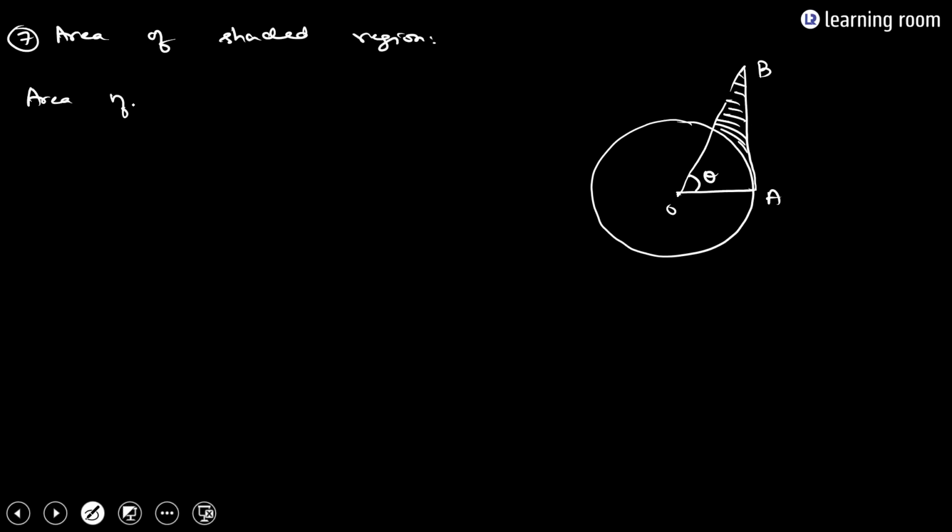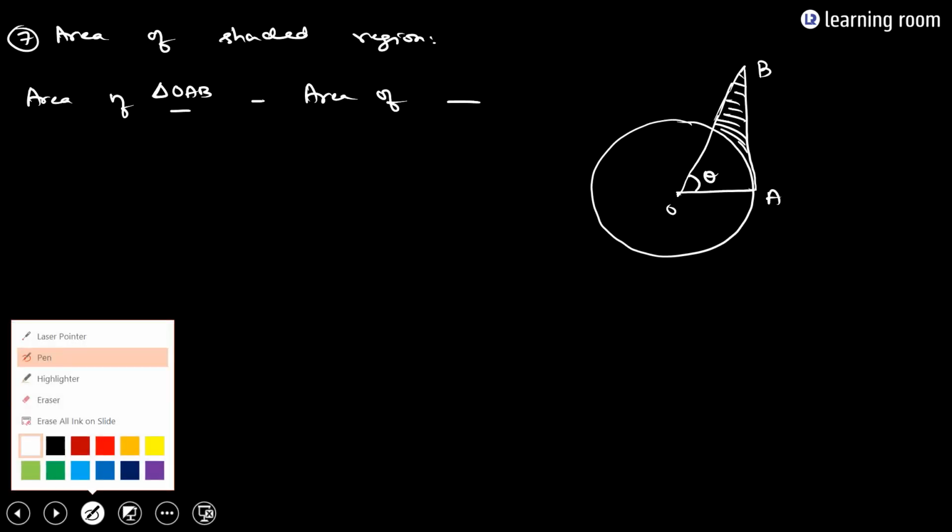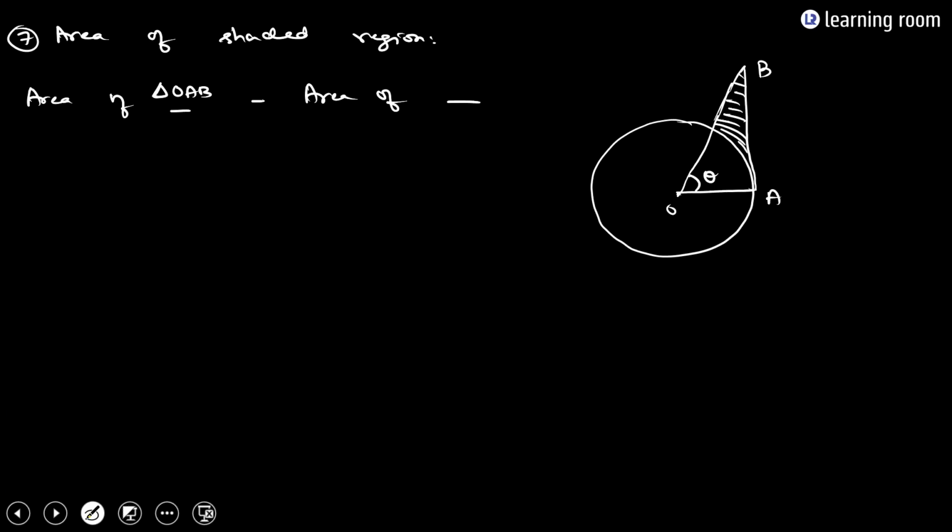Area of something minus area of something. Fill in the blanks. Area of triangle OAB. So you have a triangle. From the triangle, what are you supposed to remove? The sector. So the portion you are supposed to remove, I am marking it with yellow. I'm sorry that the marker took the top one also. I hope you're able to understand.